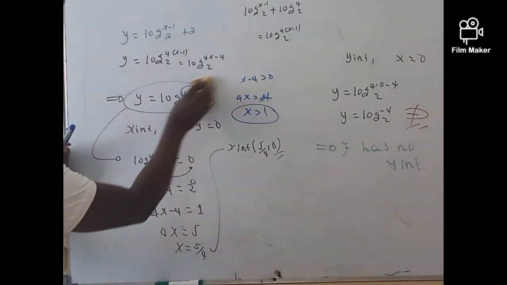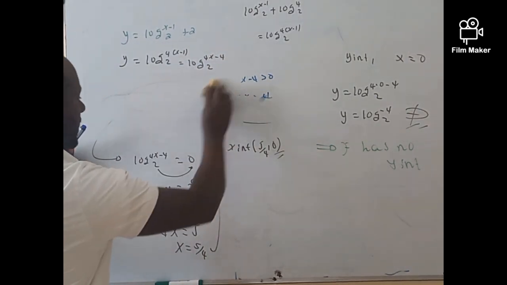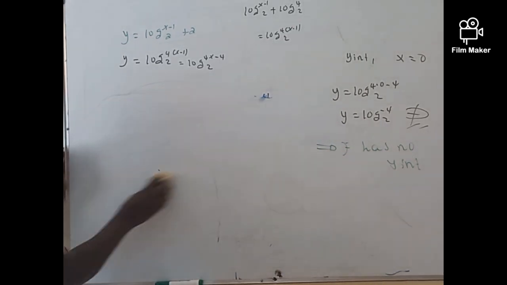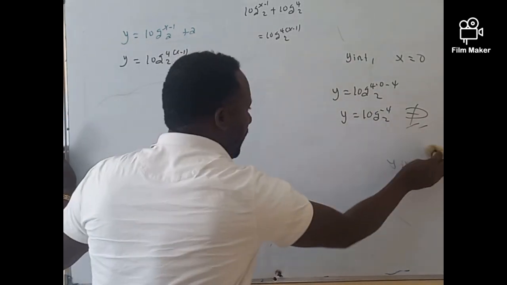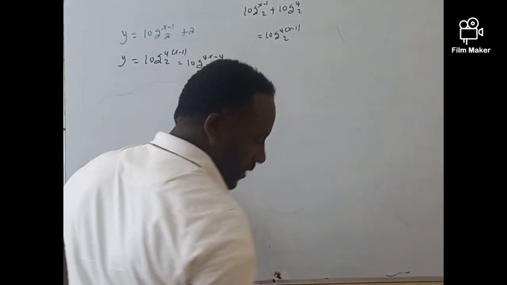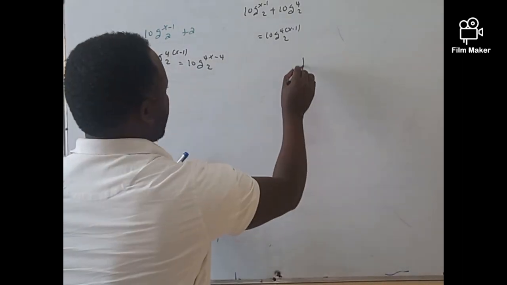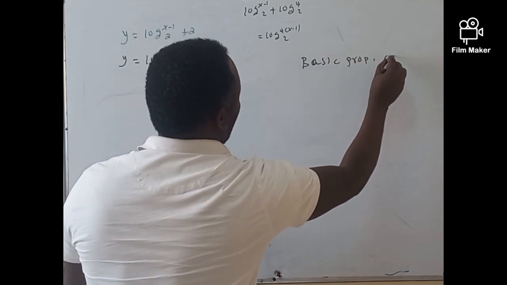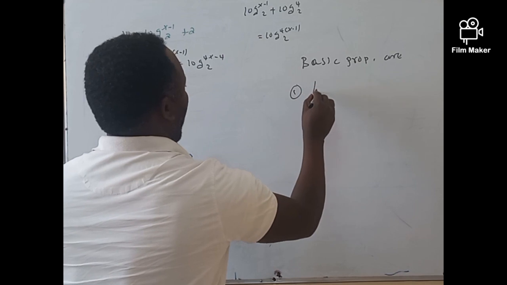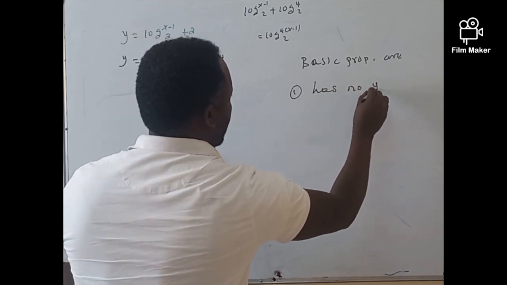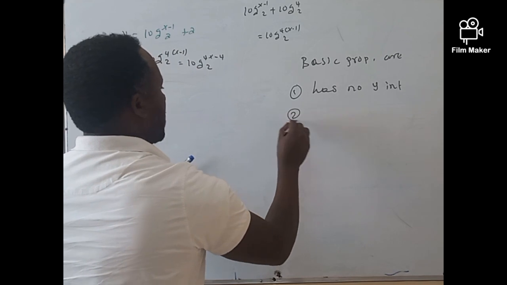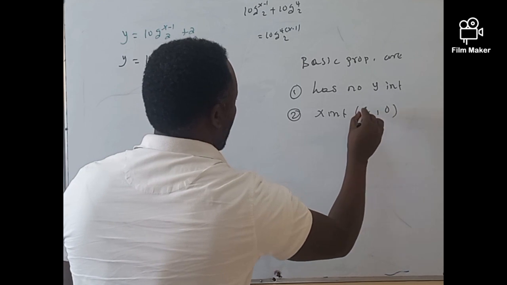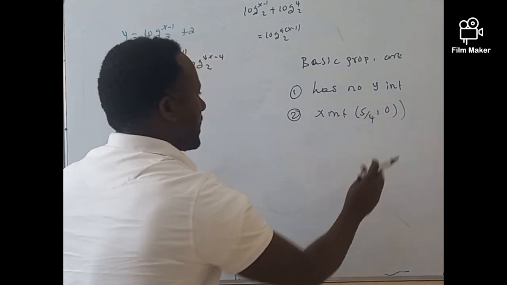So now let's come back to the other case. In the case of this problem, what are the basic properties? Basic properties of this problem are: one, it has no y-intercept. And second, the x-intercept of this problem is obviously 5 over 4 comma 0. This is the second point.